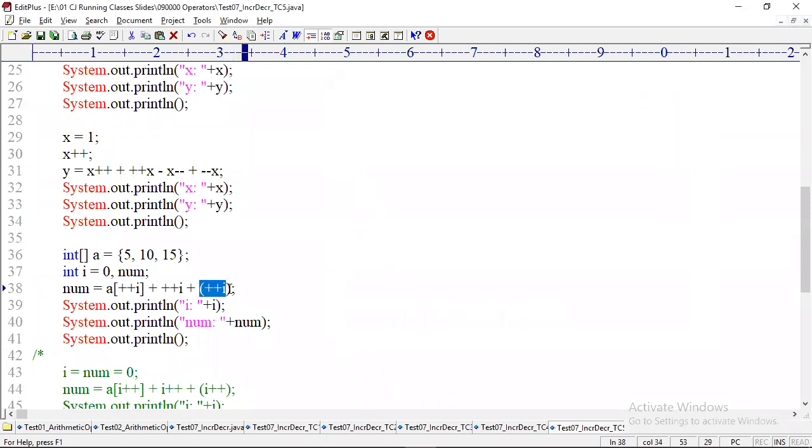Do you know what the right bracket operator is meant for? The bracket operator is meant for executing first priority. Will it consider first priority?